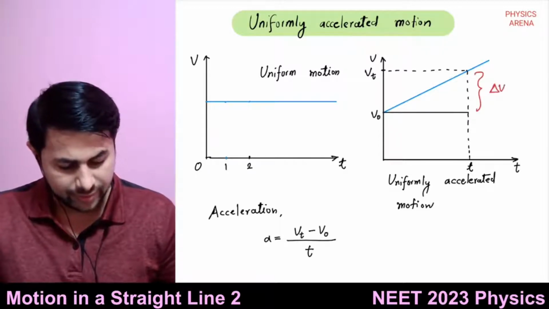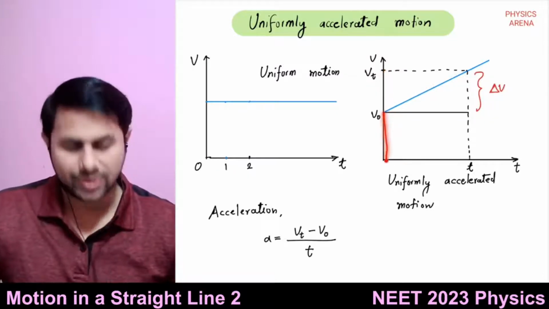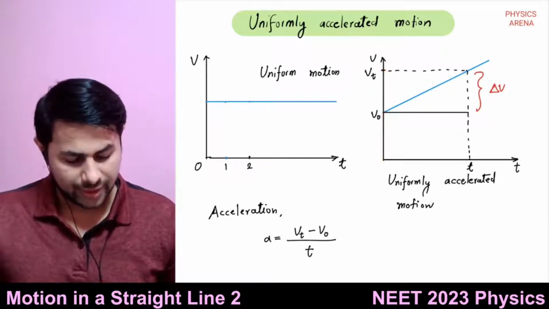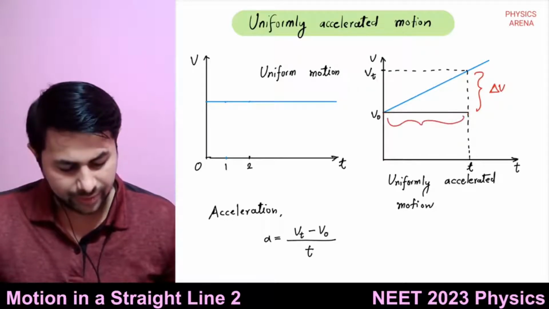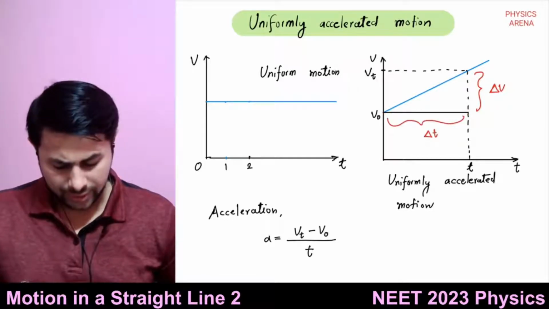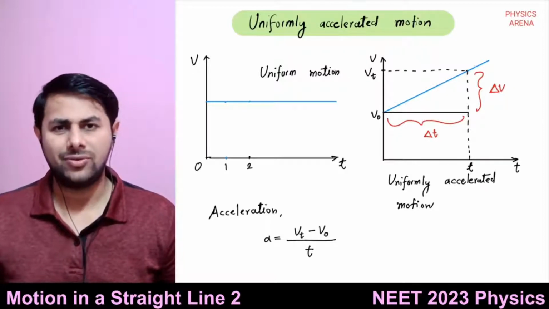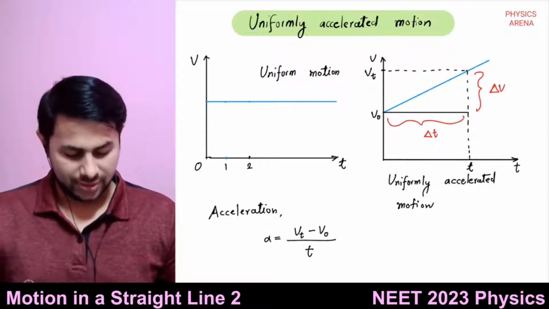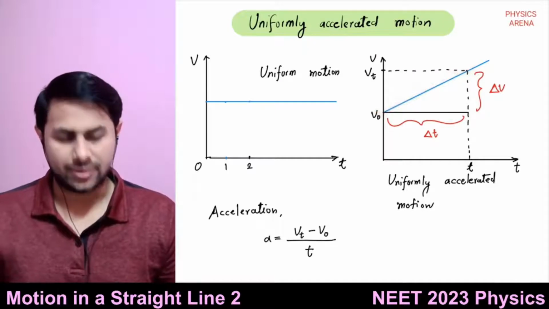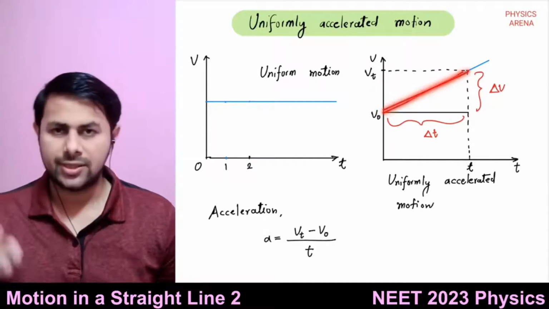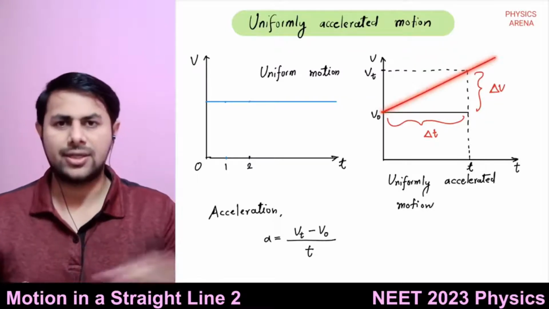This is delta v. This is final velocity at time t minus initial velocity at t equals 0, divided by change in time. So this much is the change in time, delta t. You can say this is v2 minus v1 divided by t2 minus t1. That's how we find the slope, right? So the slope of this line will give me what? The acceleration, the average acceleration. But since the velocity is increasing uniformly, the acceleration is constant. That's why we are getting this straight line over here.